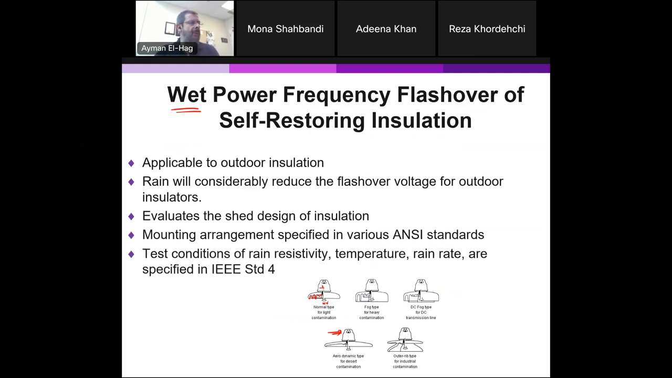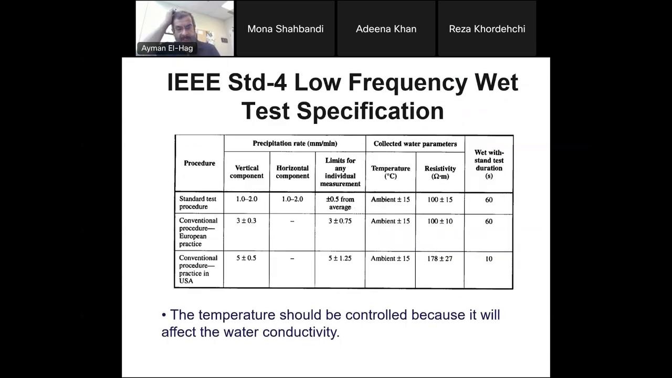So we use the IEEE standard for all these tests. Here are some examples for this test. For example, this is for the wet test and how we control different parameters, such as the temperature and resistivity of the water that we use. Because the temperature can really impact the conductivity, or the resistivity, of the water, that has to be controlled as well. This is the resistivity of the water that we use, and here is the procedure.